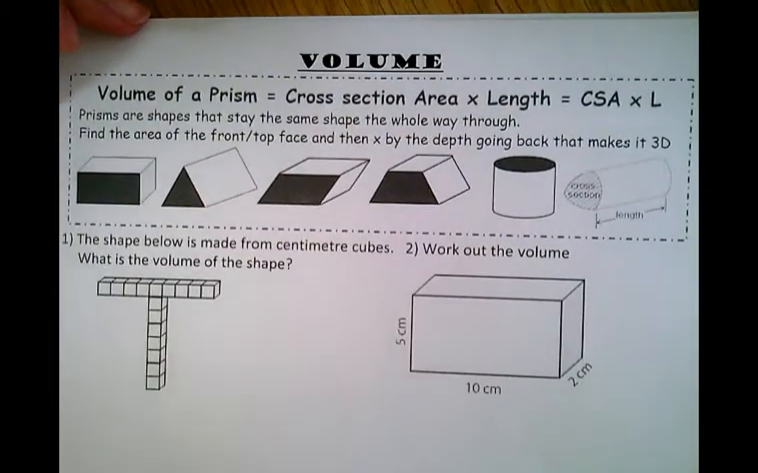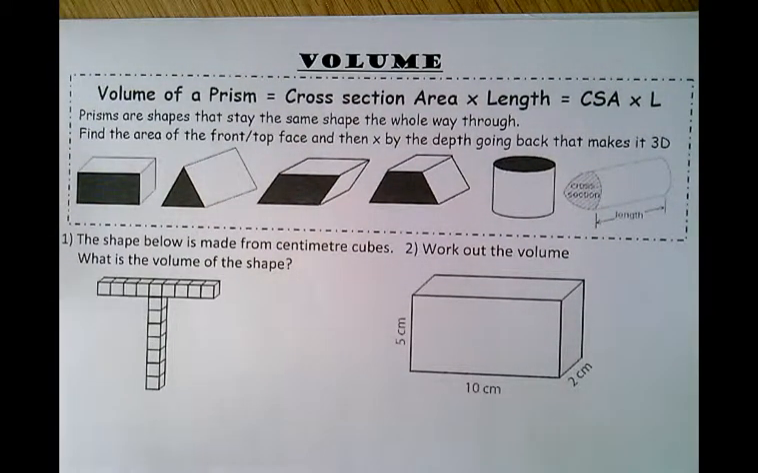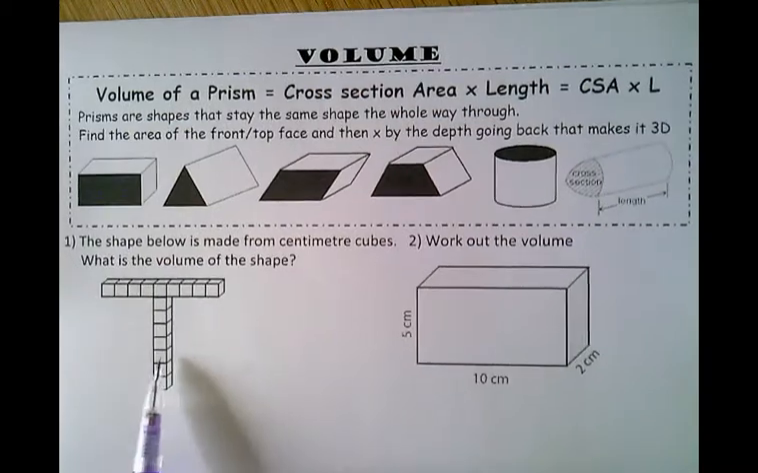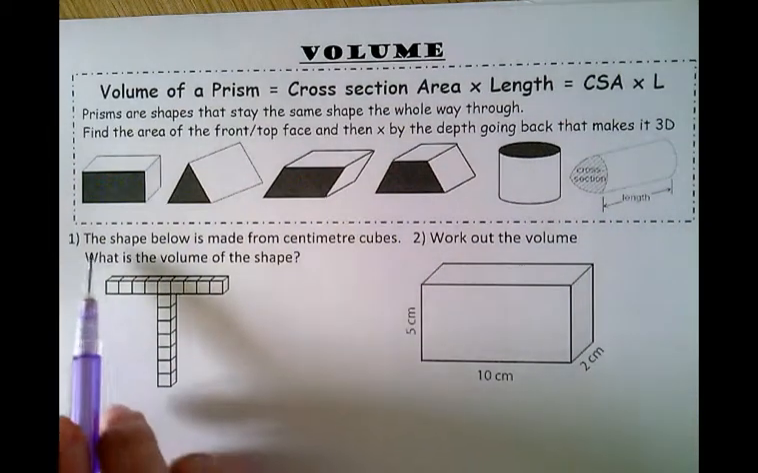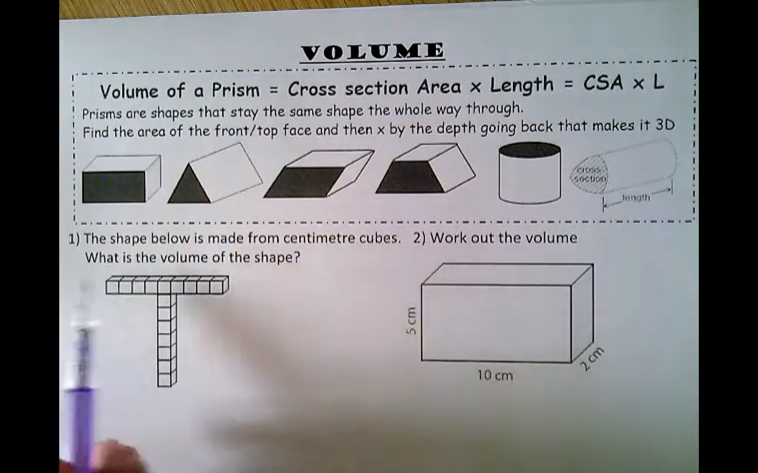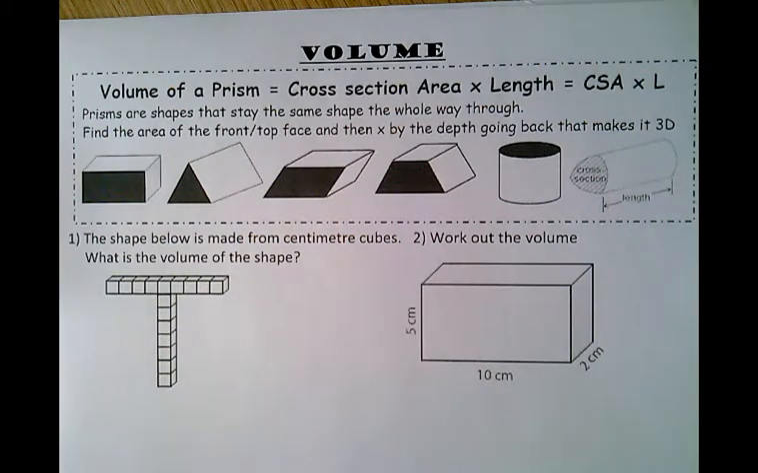The next bit that we're looking at then is volume. So the volume is the space inside a 3D shape. So for your volume, I'll do this one here first and then I'll come back to these formulas. So the shape below is made from centimetre cubes. What is the volume of the shape? So this is the easiest way for you to find the volume, where it's just made out of wee blocks.